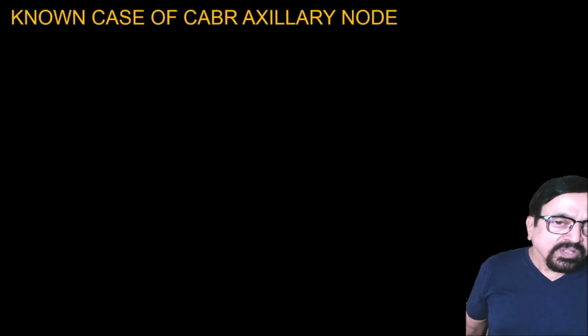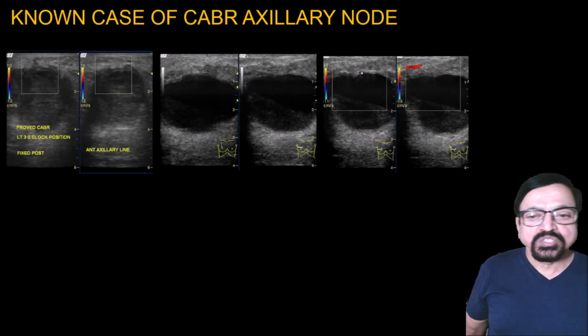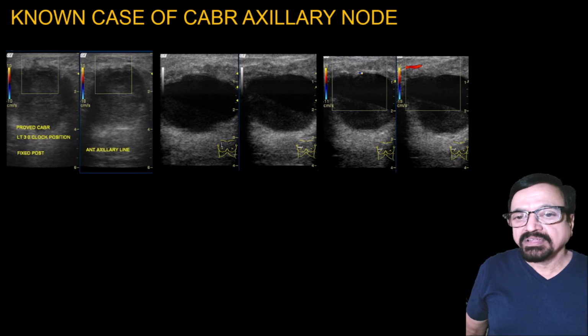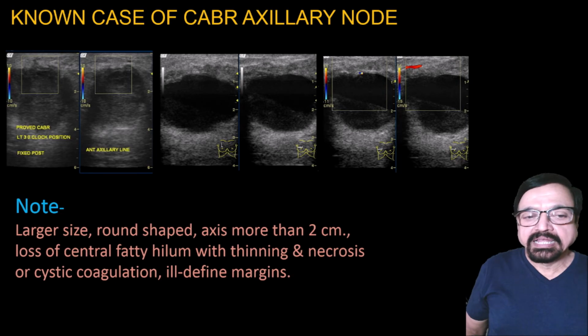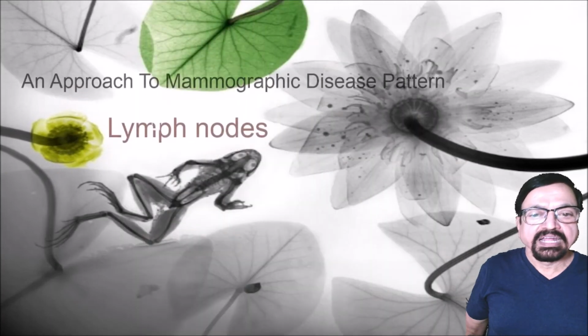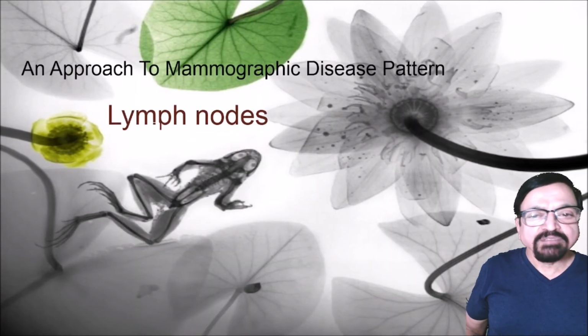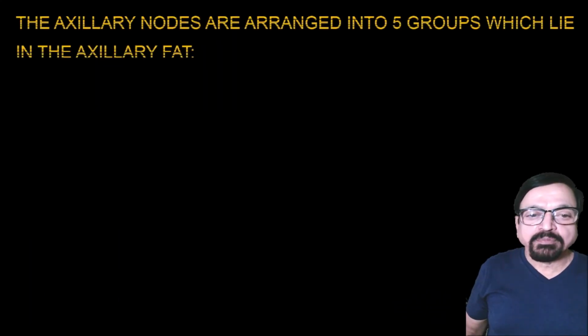Now, these are the axillary nodes. This patient also had axillary nodes and a breast lesion. So, a combination of breast lesion and axillary nodes. Now we come to the lymph nodes. Lymph nodes also are important as supportive evidence.